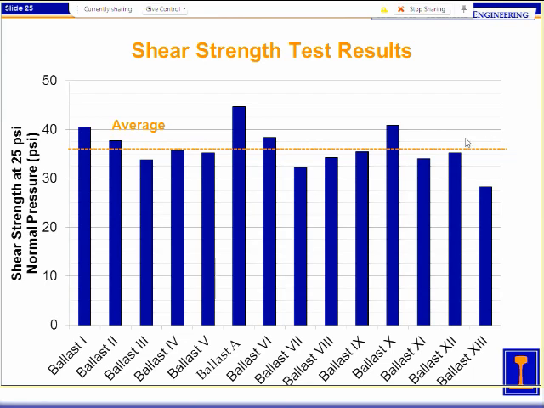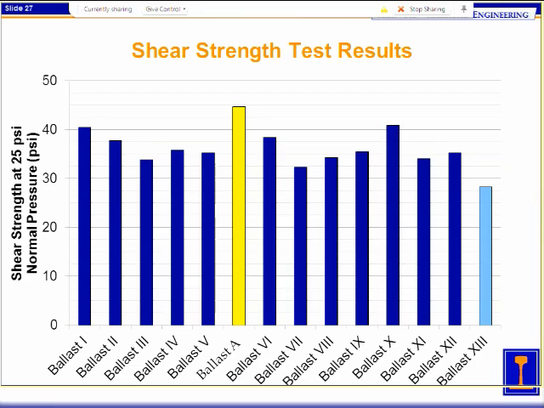Sorry, wait, no, can't read. About 28 or so, I think. Highest, like I said, ballast A. Lowest, ballast 13. Pretty high variation there.